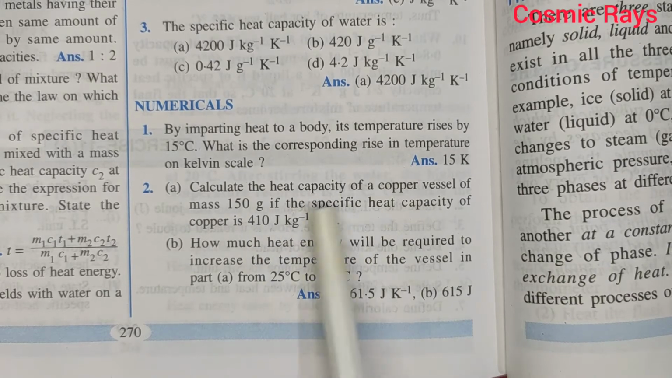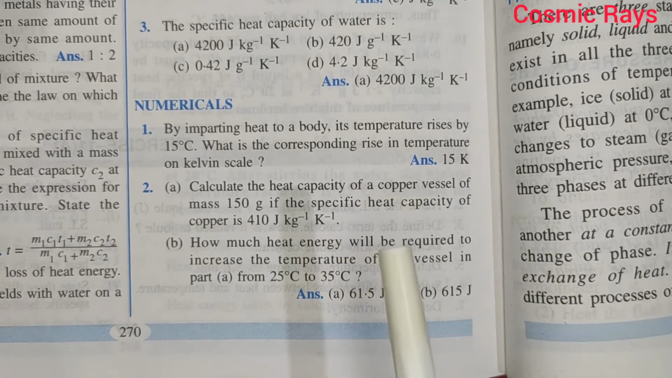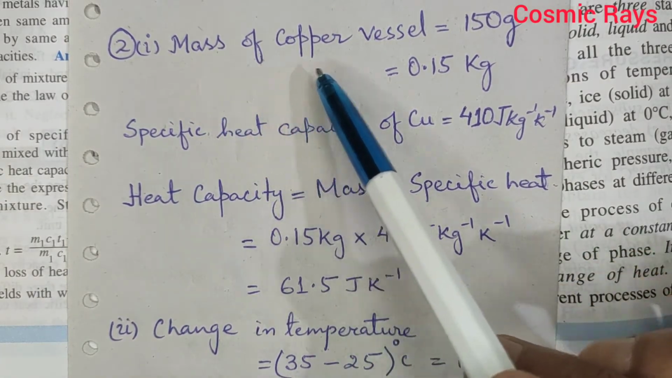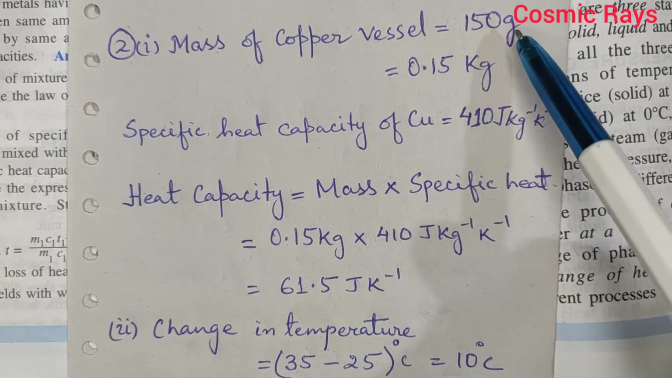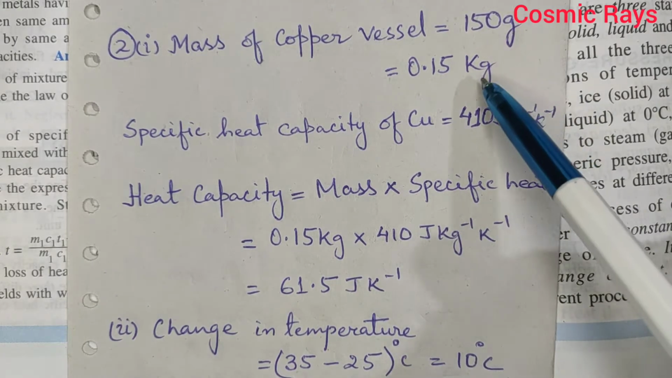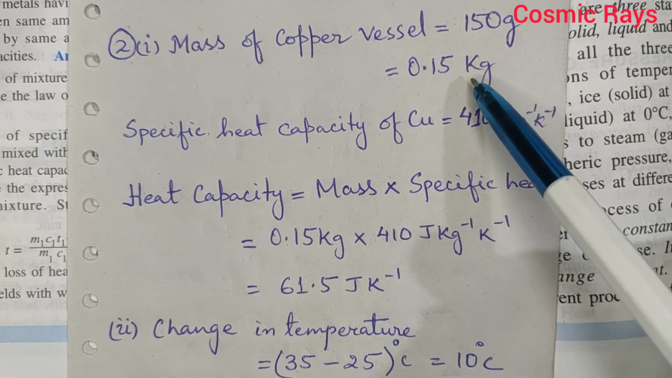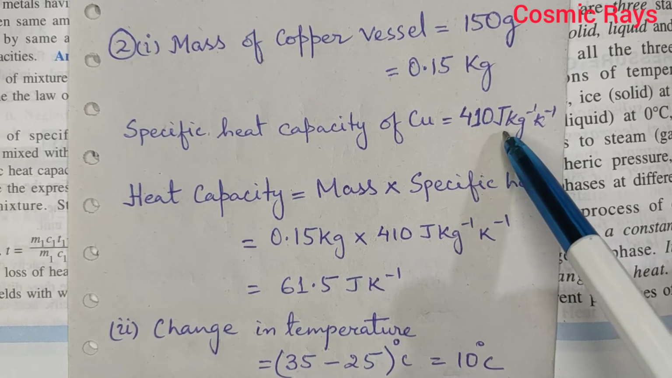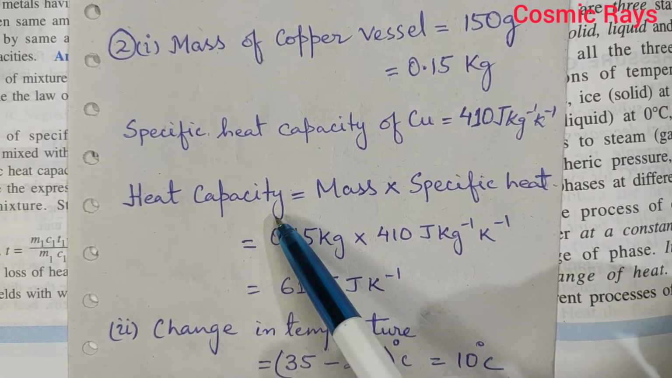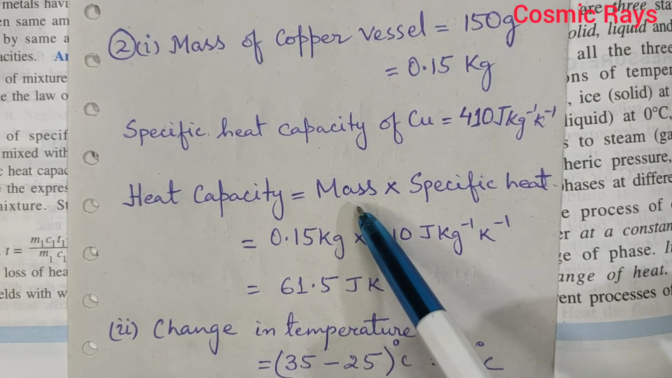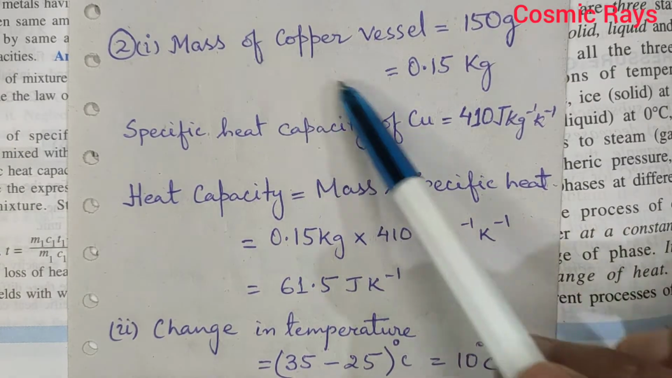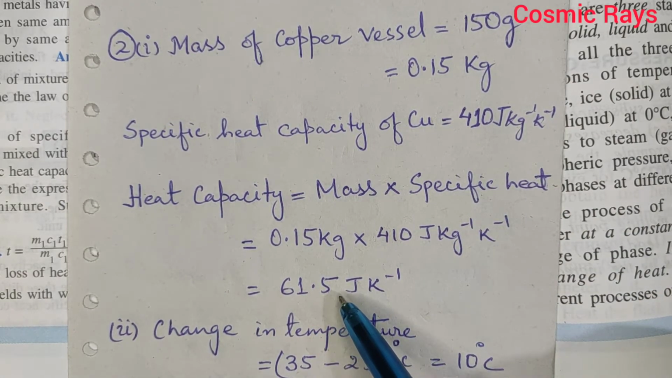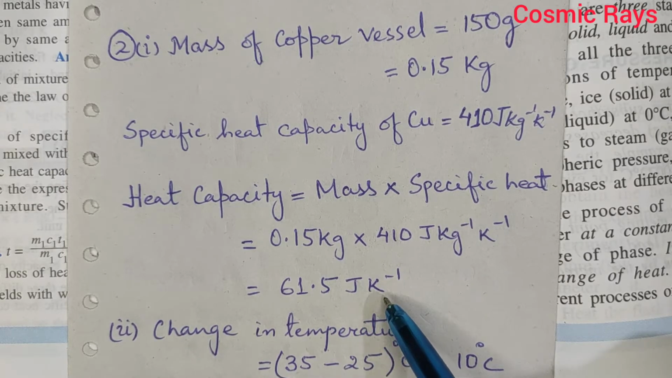So let's first calculate the heat capacity of the copper vessel. Here we have written the mass of copper vessel is 150 grams, and we know that it's not given in its SI unit, so we convert it to kg by dividing it by 1000. Specific heat capacity of copper is given as 410 joule per kg per Kelvin. So heat capacity is given as mass multiplied by specific heat. We have the mass given to us, we have the specific heat given to us, we multiply it, and we find the answer as 61.5 joule per Kelvin.